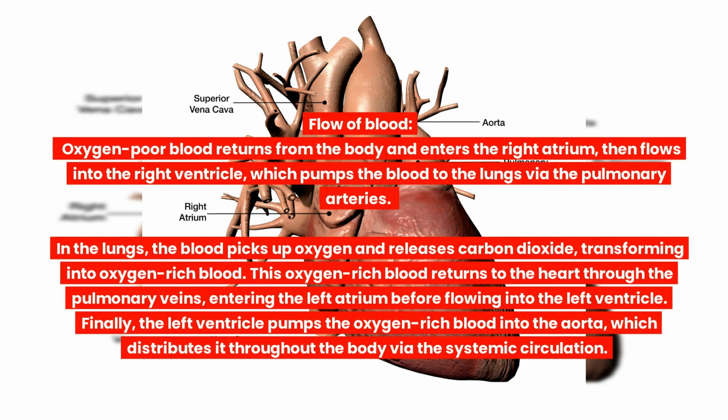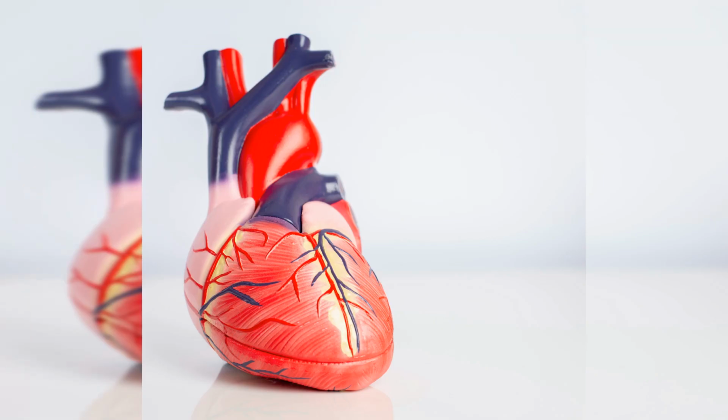Flow of blood. Oxygen-poor blood returns from the body and enters the right atrium, then flows into the right ventricle, which pumps the blood to the lungs via the pulmonary arteries. In the lungs, the blood picks up oxygen and releases carbon dioxide, transforming into oxygen-rich blood. This oxygen-rich blood returns to the heart through the pulmonary veins, entering the left atrium before flowing into the left ventricle. Finally, the left ventricle pumps the oxygen-rich blood into the aorta, which distributes it throughout the body via the systemic circulation.